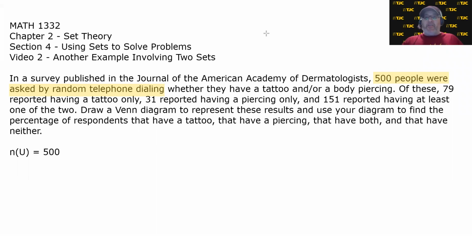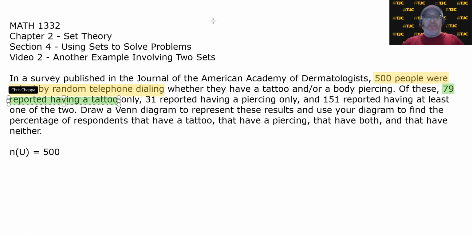500 people were asked whether they had a tattoo and or a body piercing. So here comes our two sets. We'll say that T is the set of respondents who said they have a tattoo, and B is the set of respondents who said they have a body piercing. Of these, let's change colors, 79 reported having a tattoo only.